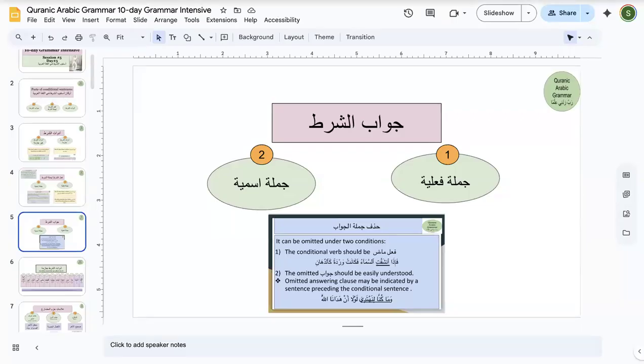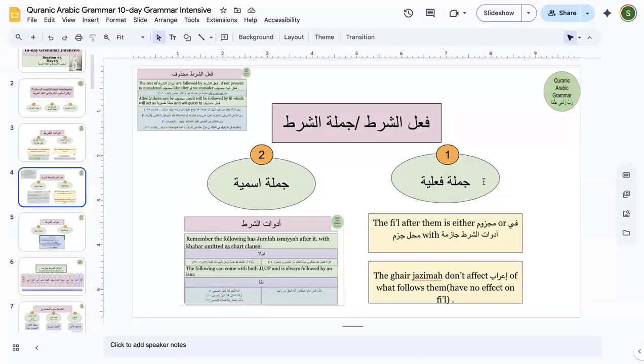When it comes to shart clause, I gave you a figure of 95 to 98 for jumla failure. Your jumla failure is going to make your shart clause. And in 1 to 2% or 3% of cases, you may find jumla ismiya, which is the case with lawla, and amma can enter here as well, in jumla ismiya, but it enters jumla failure too.